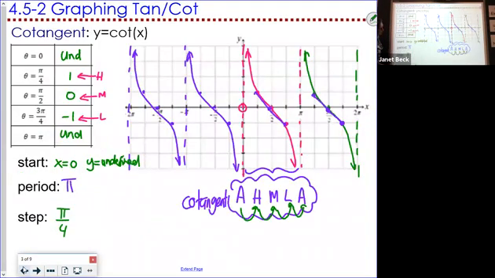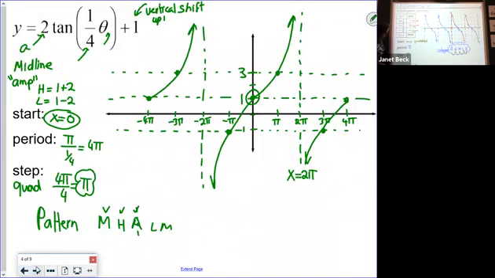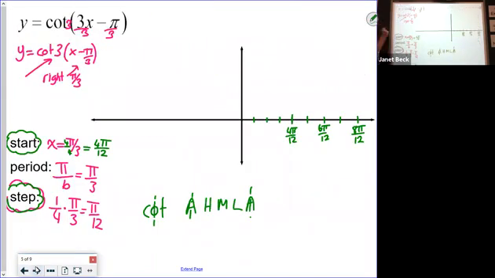Asymptote, high, middle, low, asymptote. Yeah, so that's how I remember it, seriously. I picture an asymptote going through the zero. Okay, so we have to work out where those high, middle, and low points are.